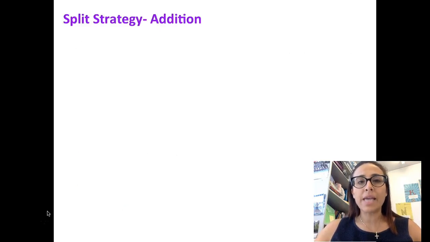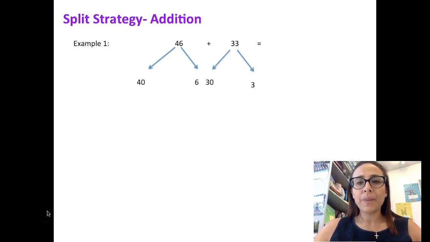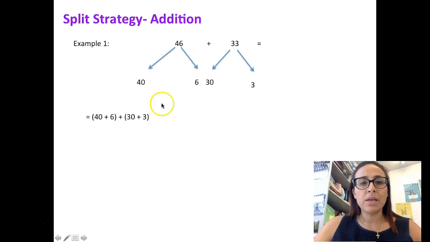Let's get started. Example number 1. 46 plus 33 equals. First thing you need to do is break this number into its place value. 46 turns into 40 and 6. 33 is represented as 30 and 3. You can rewrite this in this form. 40 plus 6, and 30 plus 3.